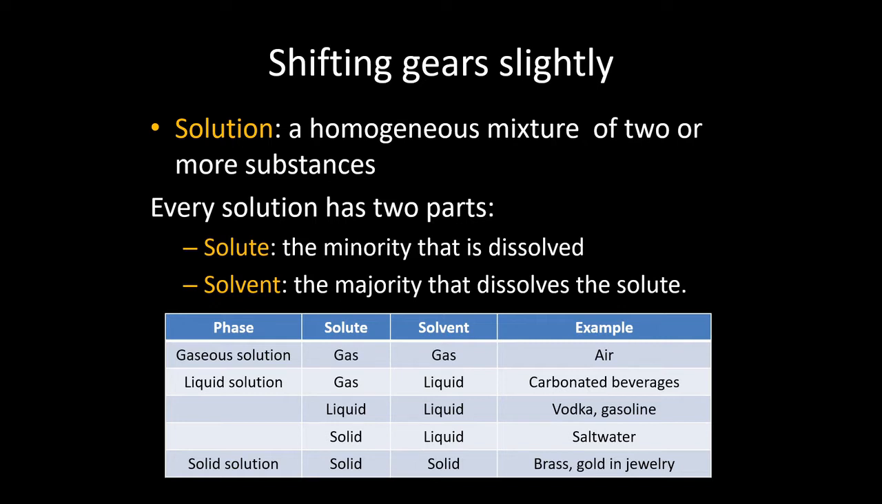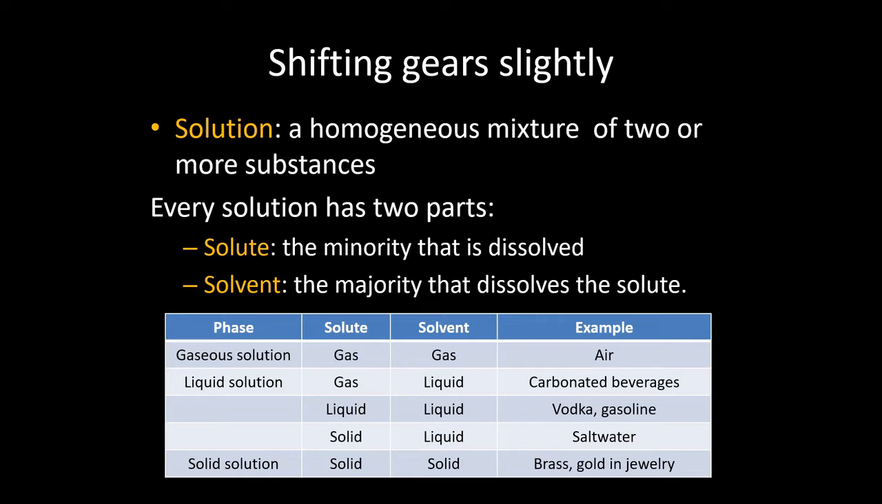Now, I bet in your mind you have at least a thought of what a solution is, but we really need definitions for things like this. As scientists, we want to have a definitive definition that everyone agrees this is what a solution is. And so our definition of a solution is a homogeneous mixture of two or more substances.